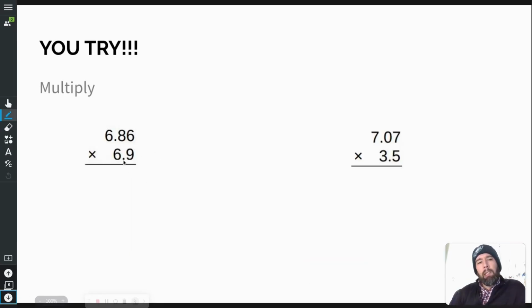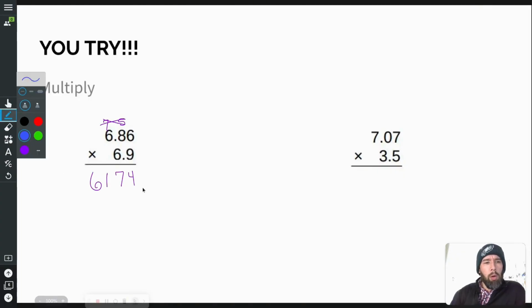All right. Ugh, the numbers get a little bit grosser. 9 times 6 is 54. So write out your 4. 9 times 8 is 72. 72 plus that 5 is 77. Write out your 7. 9 times 6 is 54. 54 plus 7 is 61. So let's get rid of them.